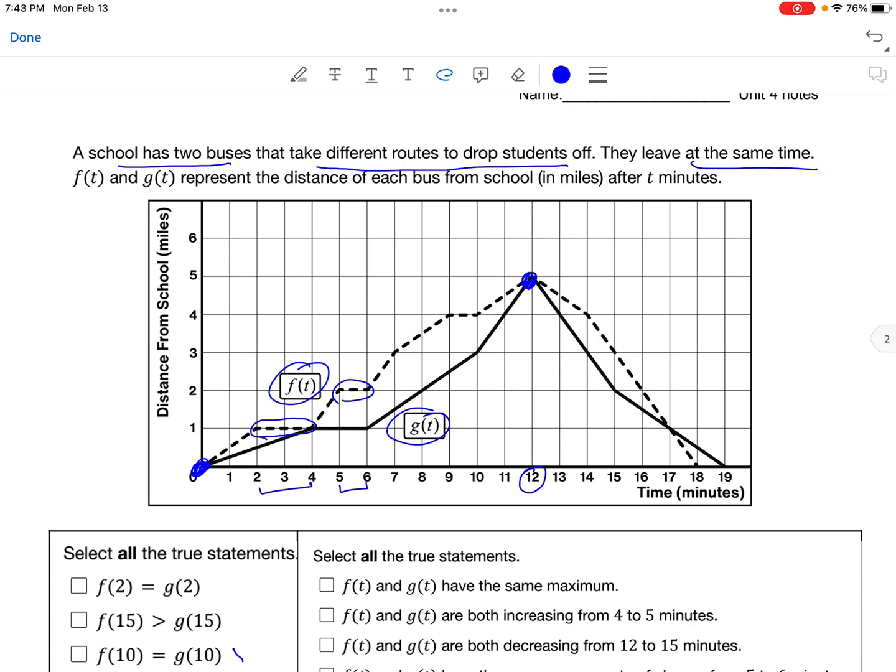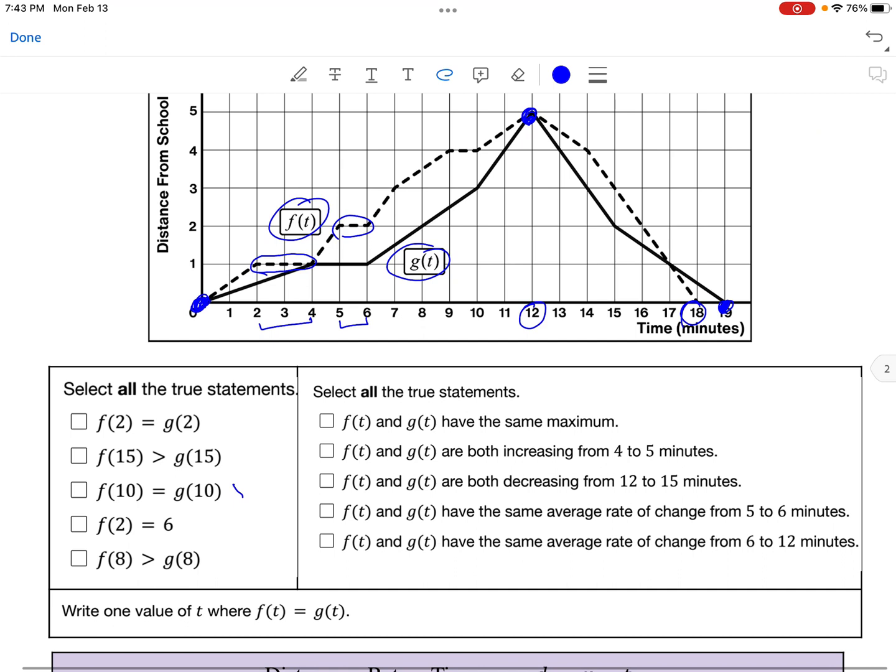And then they both come back to school. They both come back to distance 0, so they return to school, but one returns before the other. The f of t bus returns before the g of t bus. So you're going to answer questions. Select all the true statements. We'll do a couple together.